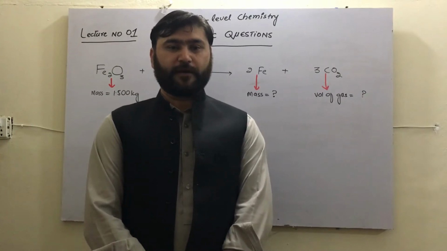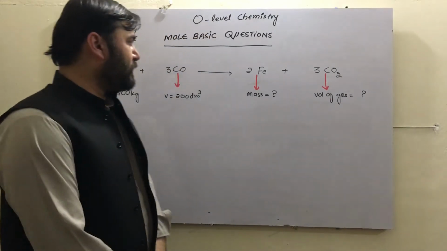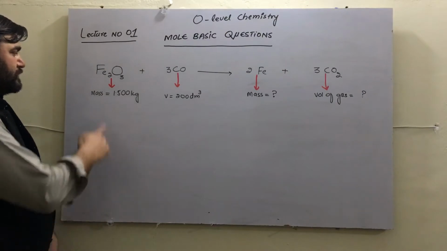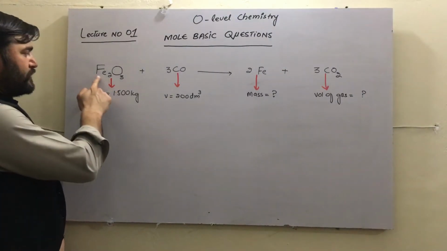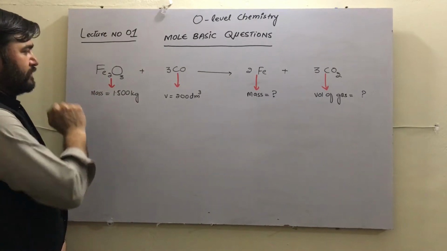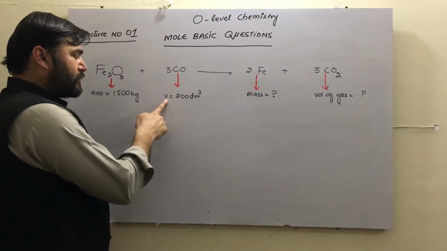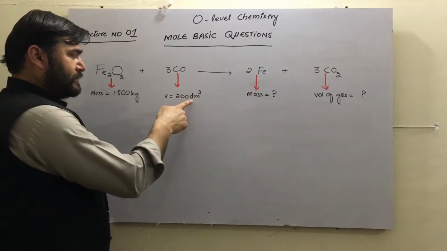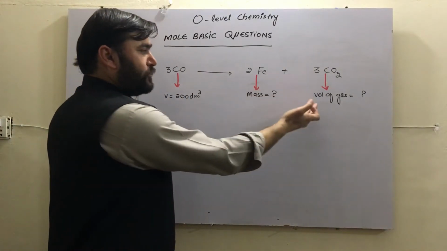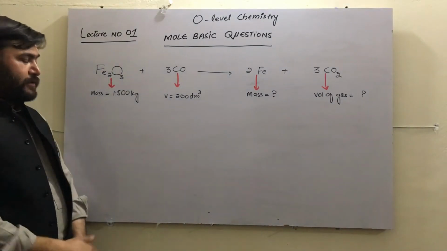Today we are going to start a new O-level series about mole concepts. So let's get started. Today we have selected one of the most important questions from the past paper. The question is: this is a kind of iron ore, Fe2O3, which has a mass of 1.500 kilogram. It reacts with carbon monoxide, and the volume of carbon monoxide is given as 200 decimeter cube. We are going to find the mass of iron and also the volume of carbon dioxide gas. This is a very easy question, so let's get started.